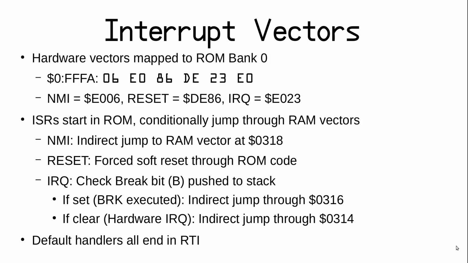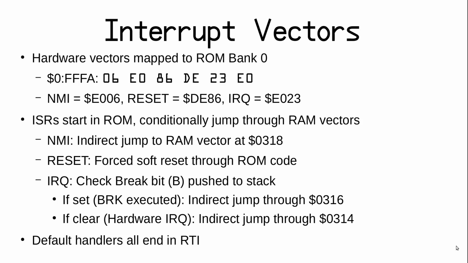If the B bit was clear, then this was a regular hardware IRQ. So the default IRQ handler will be called through the RAM vector at hex 0314. Both of these default handlers will end with code to pull the original register values back off the stack, then do an RTI to return to the main program thread.